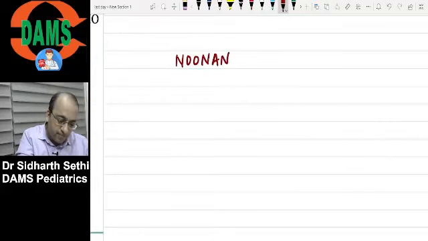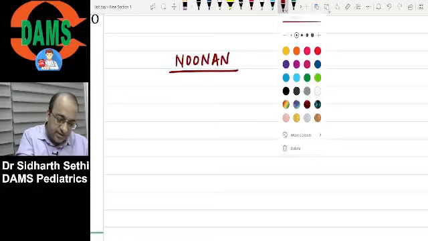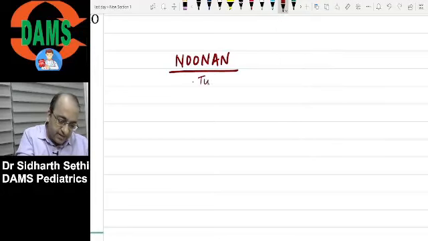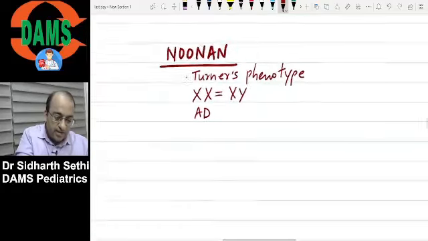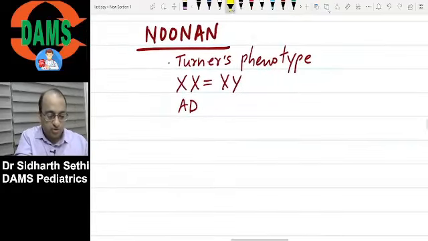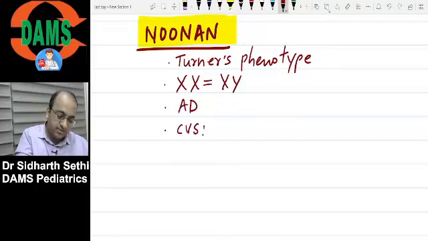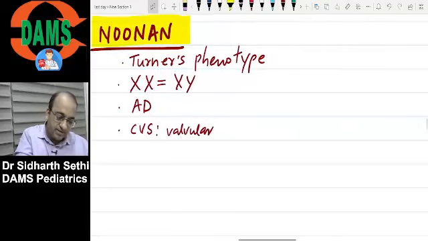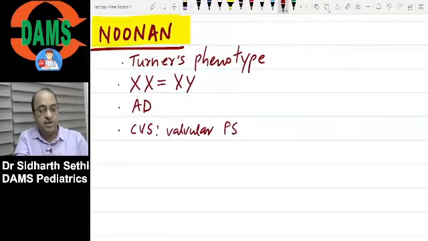What is Noonan syndrome? This is a child who has a Turner's phenotype, but it is autosomal dominant and occurs equally in boys and girls. So which is the most common heart disease in Noonan's? Valvular pulmonary stenosis. So remember, the most common heart disease in Noonan's is valvular pulmonary stenosis.